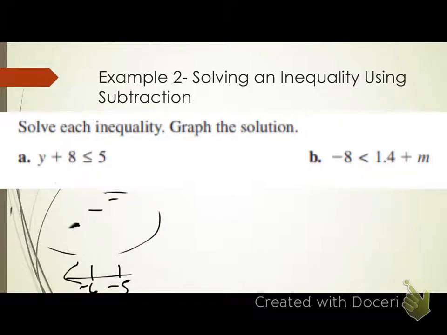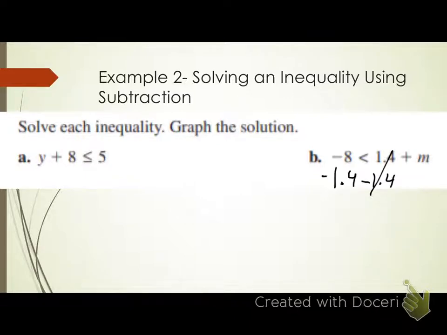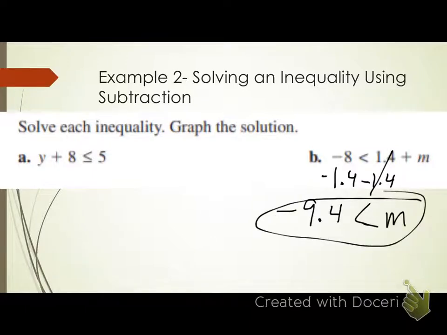Let's look at letter B. Someone raise your hand and tell me how I can solve my equation for m. You subtract 1.4 from both sides. So Kylie, what's negative 8 minus 1.4? Negative 9.4. Negative 9.4 is less than m. There's my solution. Questions how I got that? Not too bad. Let's graph it.